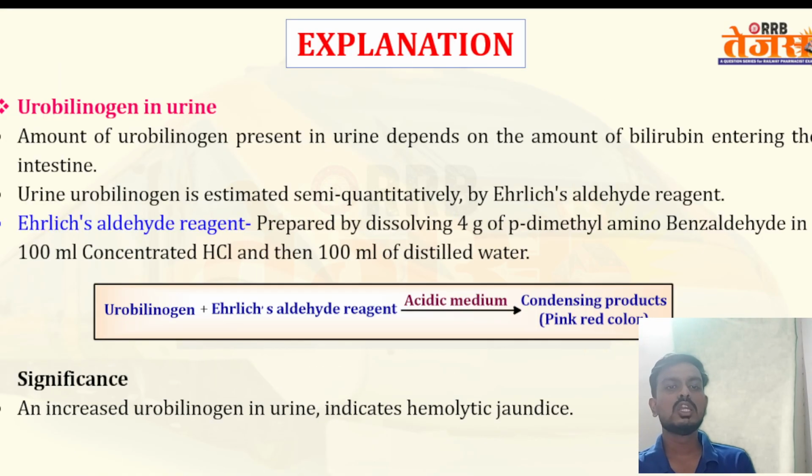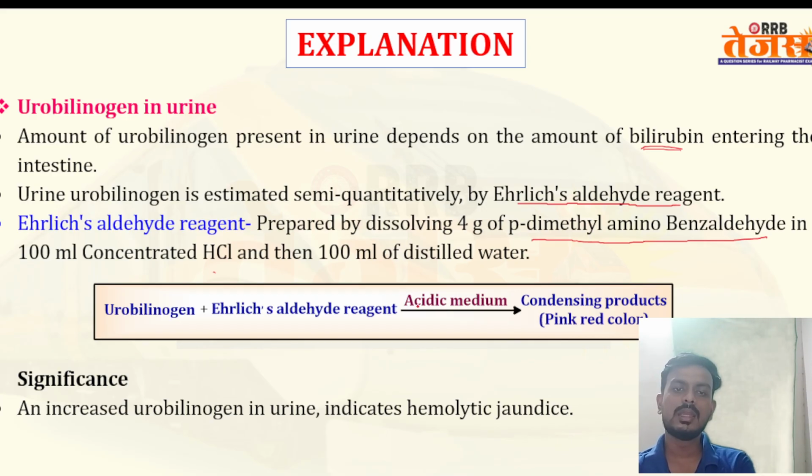So remember, the amount of urobilinogen present in the urine depends upon the amount of bilirubin entering the intestine. Urobilinogen is estimated semi-quantitatively by Ehrlich's reagent. Ehrlich's reagent is prepared by dissolving 4 gram of para-dimethylaminobenzaldehyde in 100 ml of concentrated HCl, then adding 100 ml of distilled water.